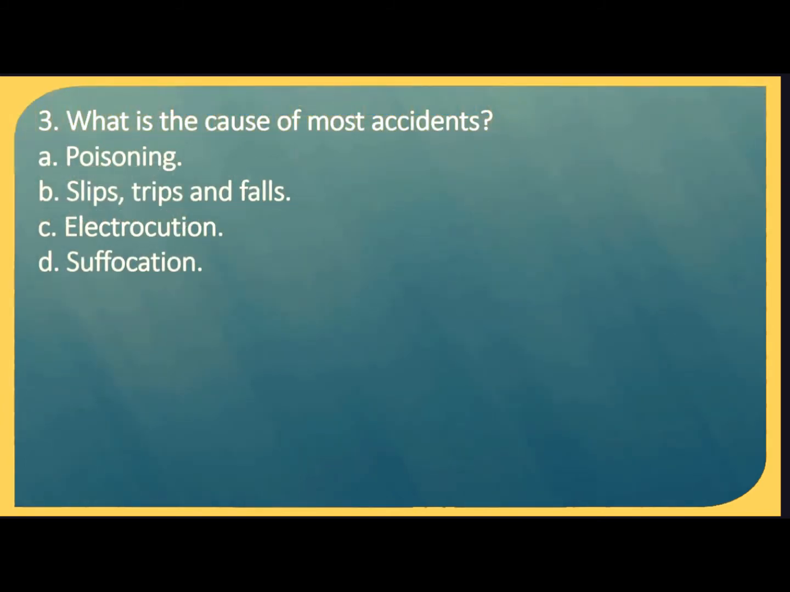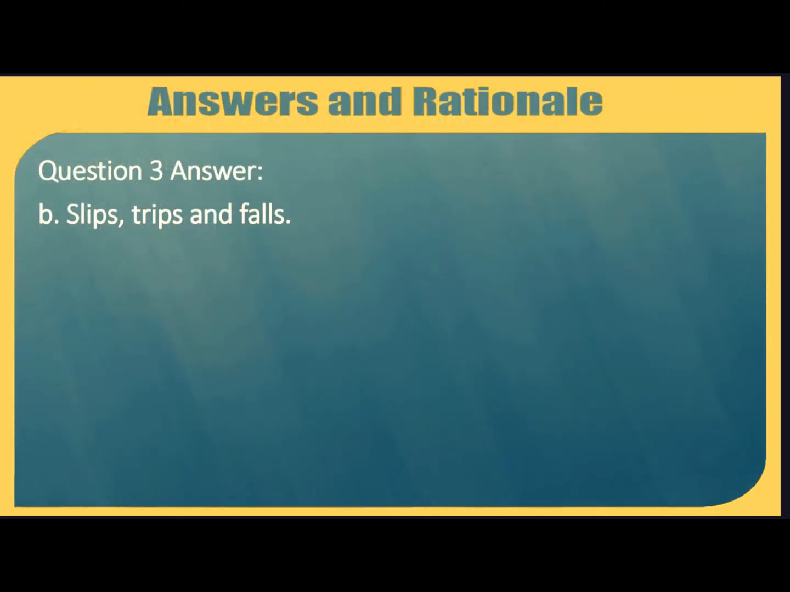Question 3. What is the cause of most accidents? A. Poisoning. B. Slips, trips and falls. C. Electrocution. D. Suffocation. Question 3. Answer B. Slips, trips and falls.